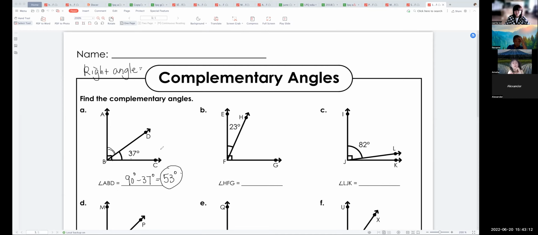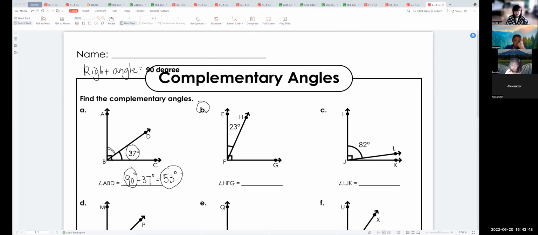Get it? So if two angles are adjacent to each other, and you add them together and they equal 90, we call these two angles complementary to each other. So if this one is 37, this one will be 90 minus 37 equals 53 degrees. So we say 37 is the complementary angle of 53, and 53 is the complementary angle of 37. Understand?